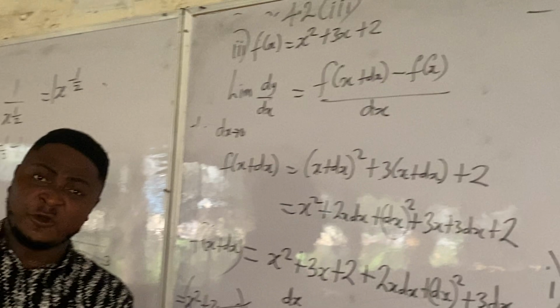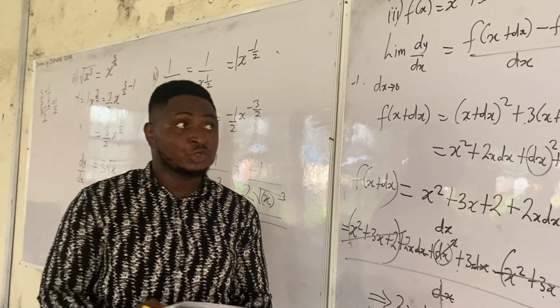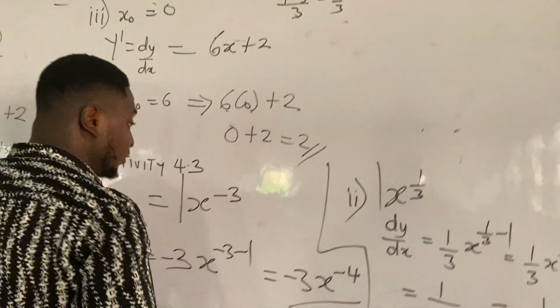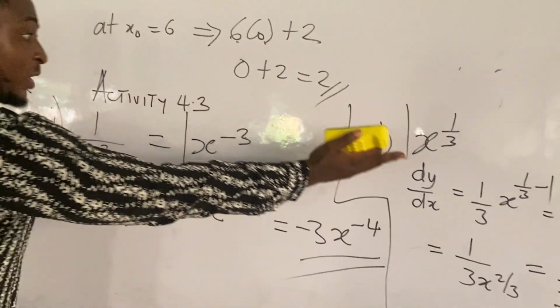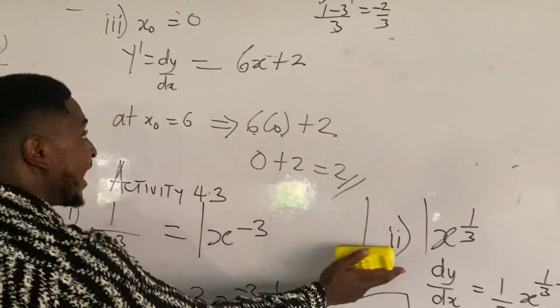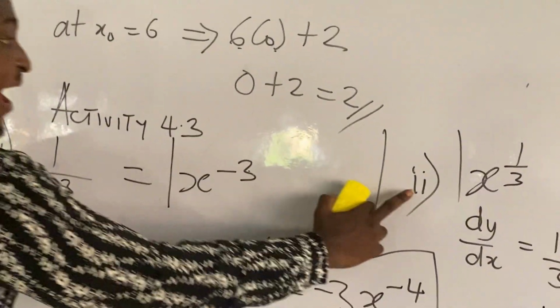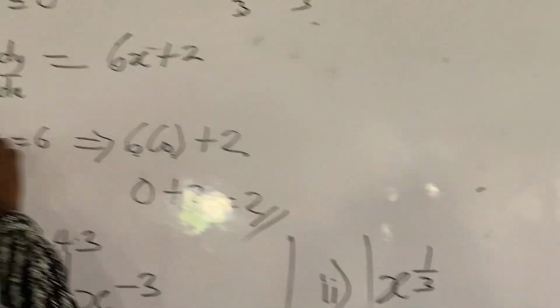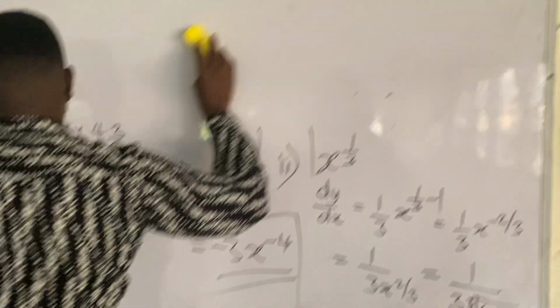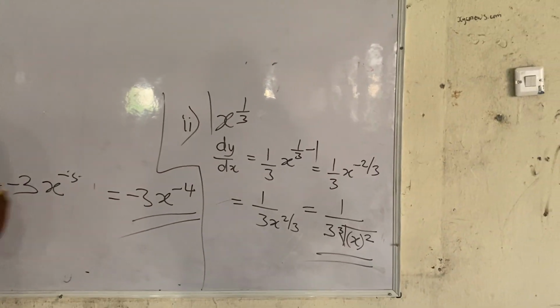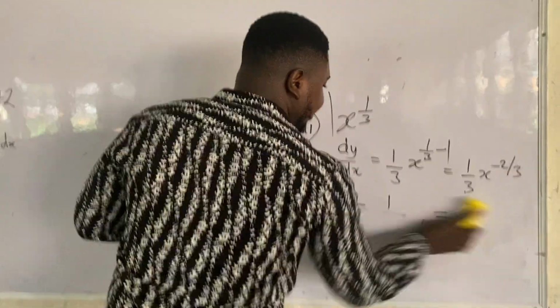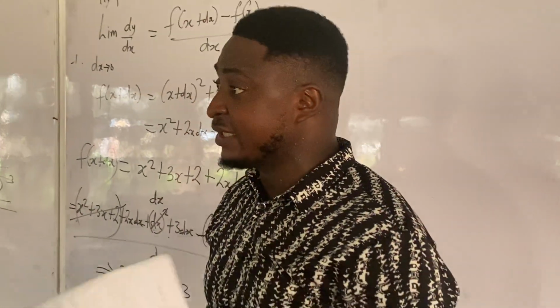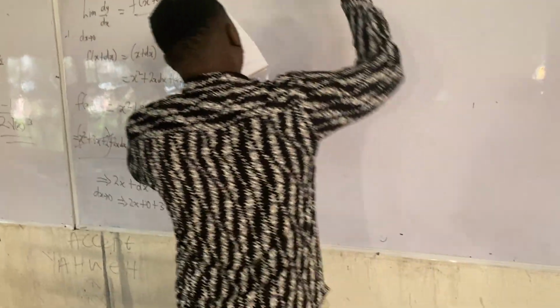So we can now go back to activity 4.3. Question 2. You can see where we did activity 4.3 question 1 here. Now, activity 4.3 question 2. We are told that using the appropriate formula, determine the derivative of the following.